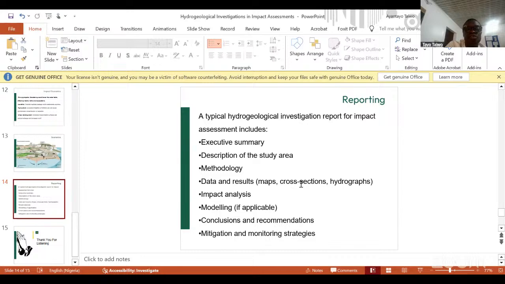Modeling, I talked about hydrogeological modeling the other time, is also very applicable. Then we'll draw our conclusions of what to do. Is it a go? Is it a no-go? And recommendations, then mitigations and monitoring strategies. Thank you.